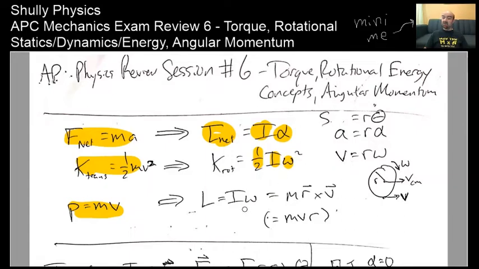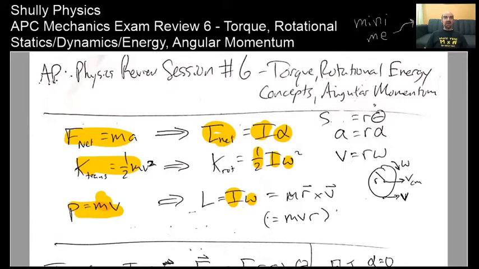And angular momentum, we've got two forms of that. Think p equals mv. Well, for a rotating object like a fan or something like that, you take I times omega instead of mv. It's a rotational mass, or rotational inertia, times the angular velocity.